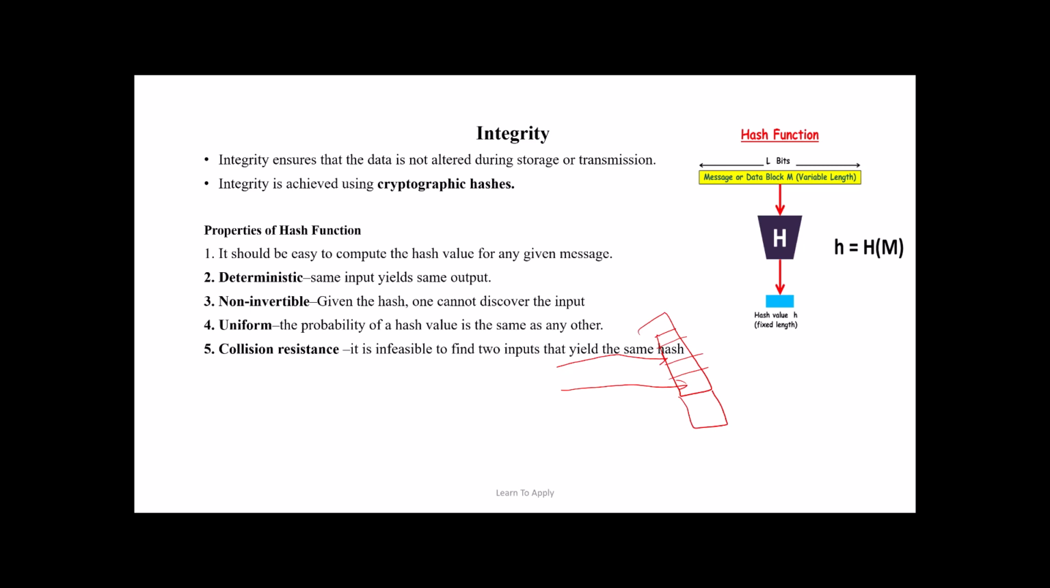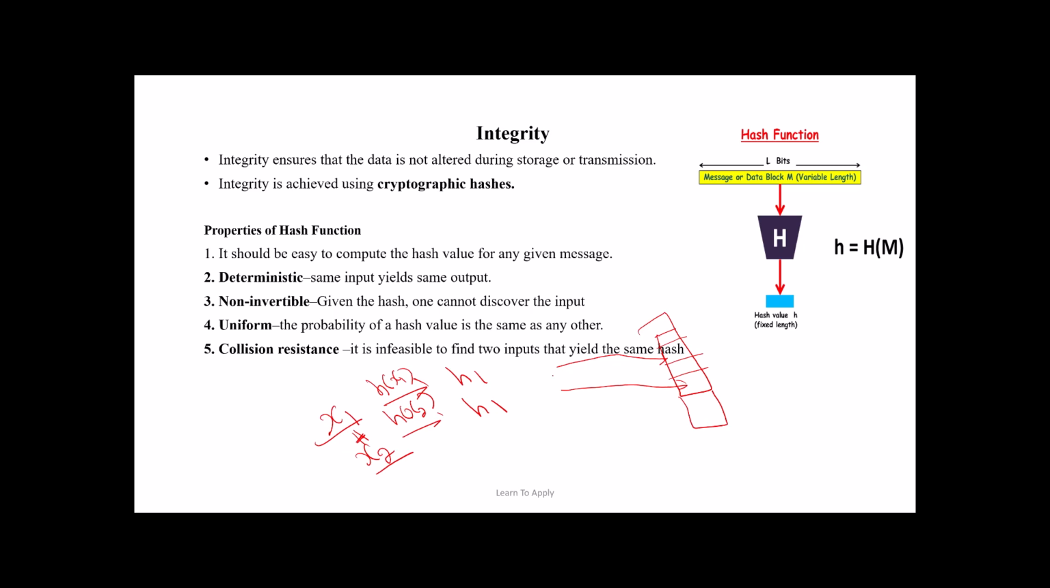It is infeasible to find two different inputs that yield the same hash. What does that mean? That is, if we have input x1, and we calculate the hash of this x1, and we get h1. Now these two messages are different, right? So it is almost computationally infeasible for you to get this scenario. That is, you have two different messages, x1 and x2, and we have only one value of hash taking the hash of these two. So it is infeasible to find two different inputs that yield the same hash.